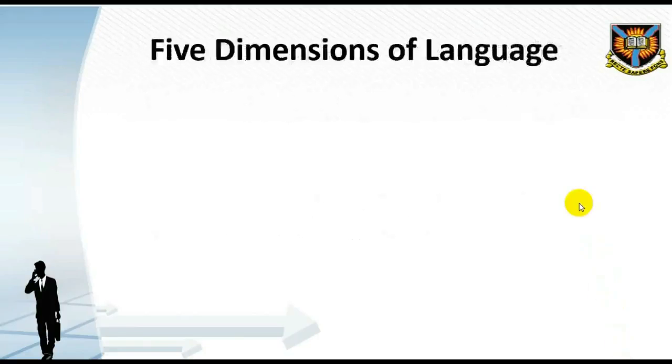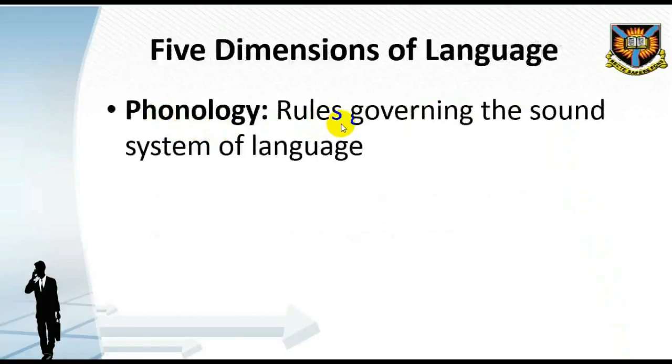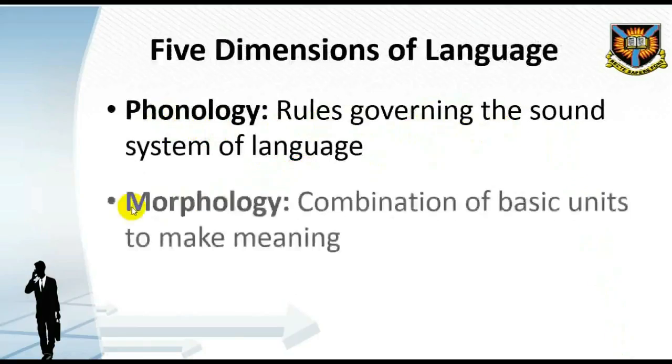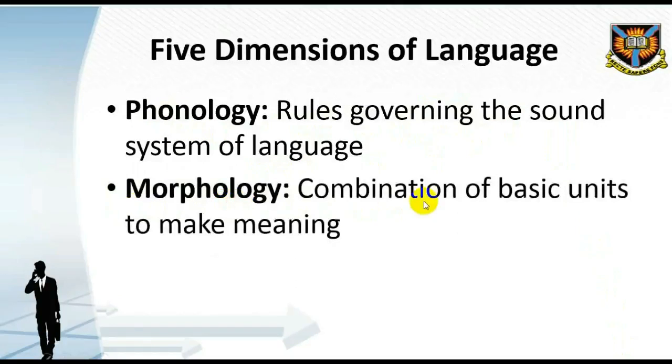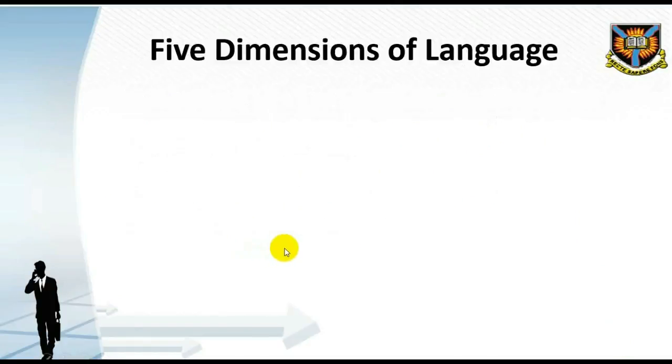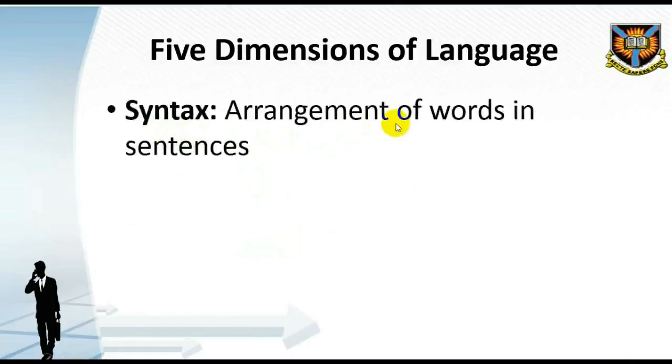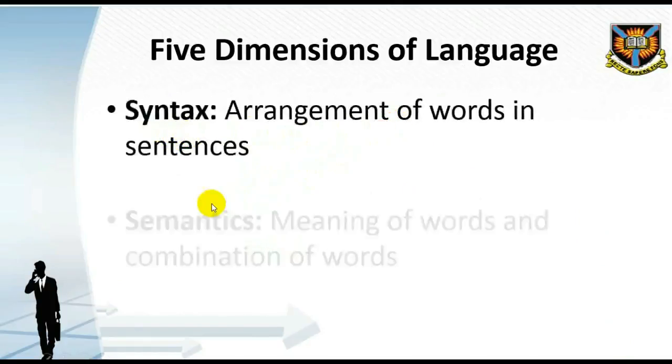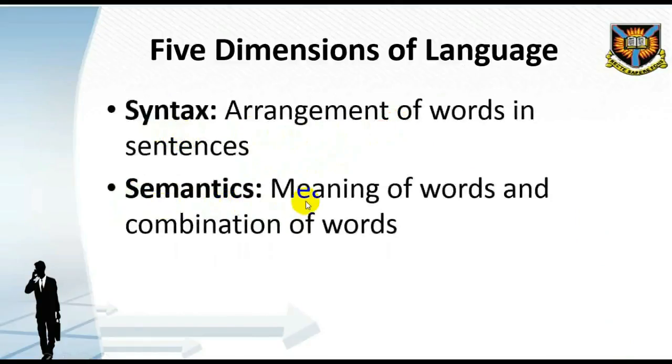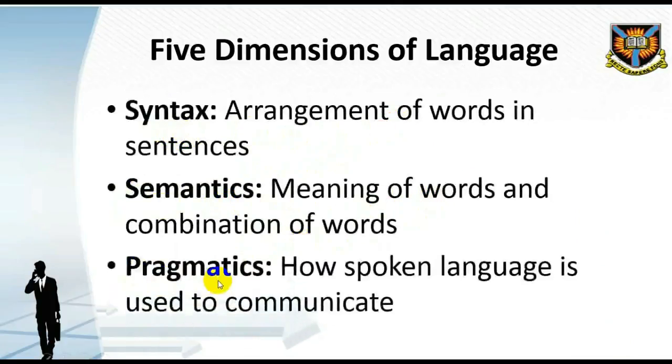5 dimensions of language. Phonology, that is, rules governing the sound system of a language. Morphology, which is a combination of basic units to make meaning. Syntax, arrangements of words in a sentence. Semantics, meaning of words and combination of words. Pragmatics, how spoken language is used to communicate.